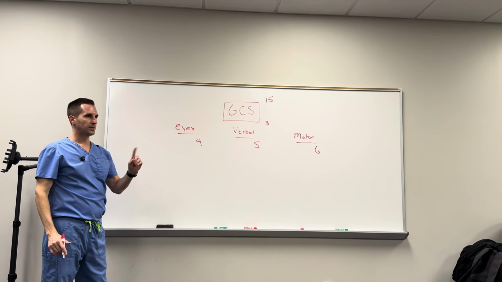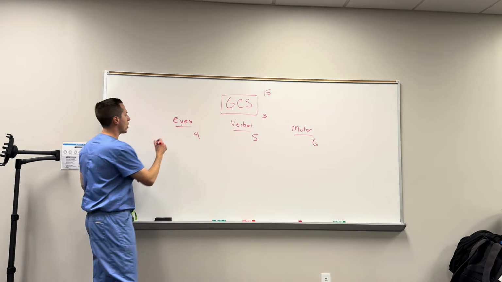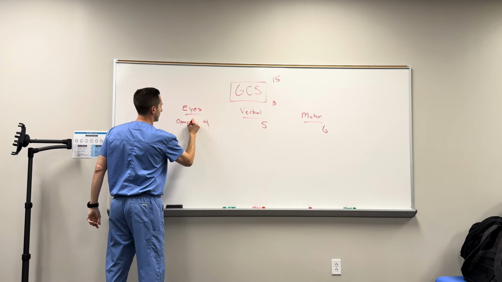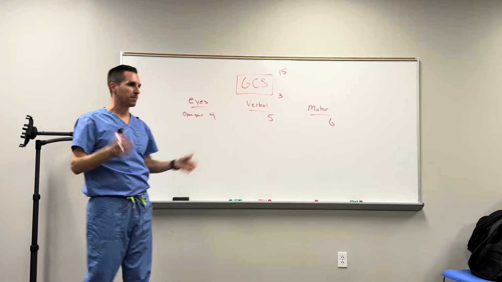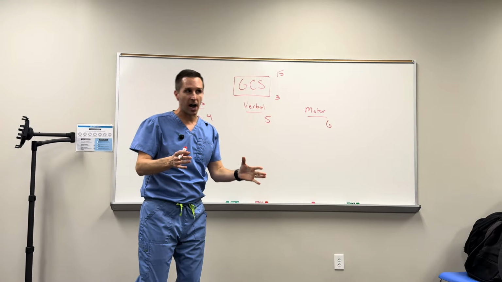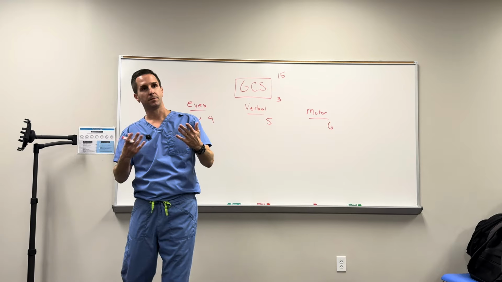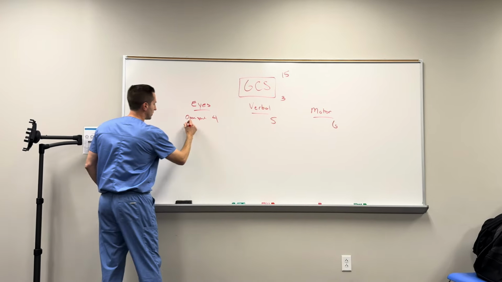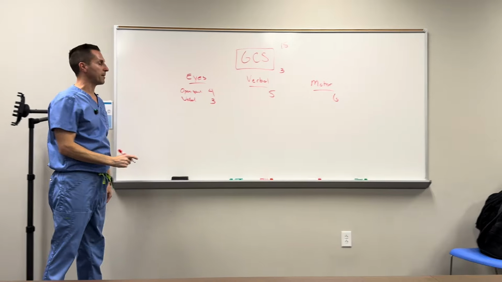It's not about the pupils. Their eyes are open spontaneously. Okay, so it's like me and you. Our eyes are open spontaneously. If your eyes are closed and I say, hey, open your eyes, you opened them to what type of stimuli? Verbal stimuli. So if you open your eyes to verbal stimuli, you get a 3.